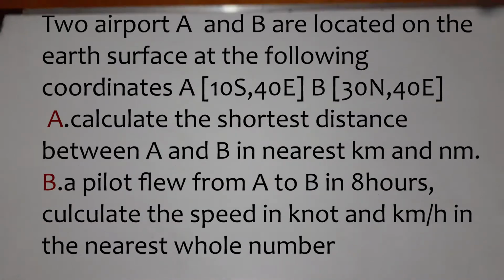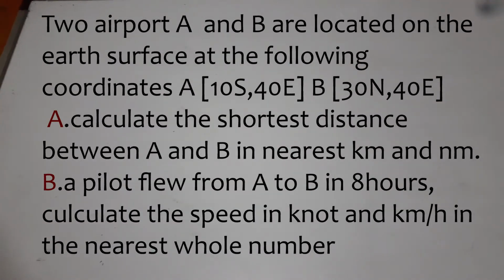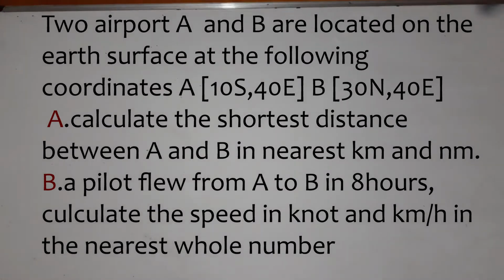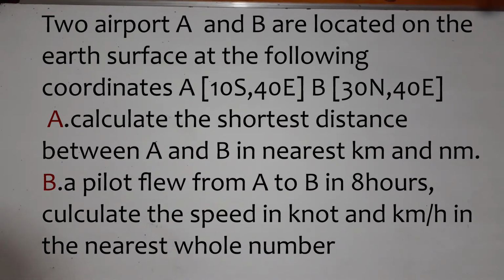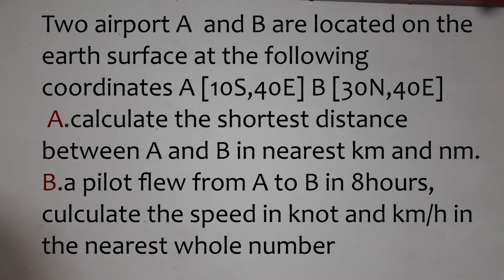Two airports A and B are located on the Earth's surface at the following coordinates. A is 10 degrees south and 40 degrees east, and B is 30 degrees north and 40 degrees east. B: calculate the shortest distance between A and B in nautical miles and in kilometers to the nearest kilometer. And C: a pilot flew from A to B in 8 hours. Calculate the speed in knots and in kilometers per hour correct to the nearest whole number.